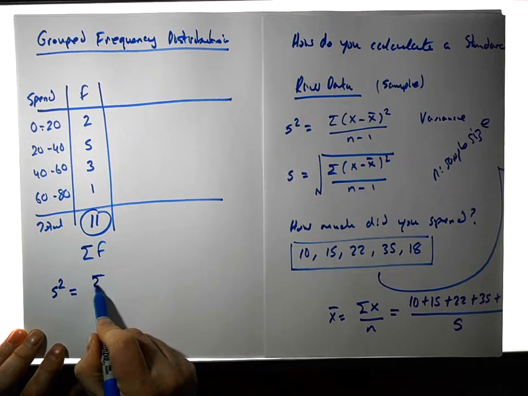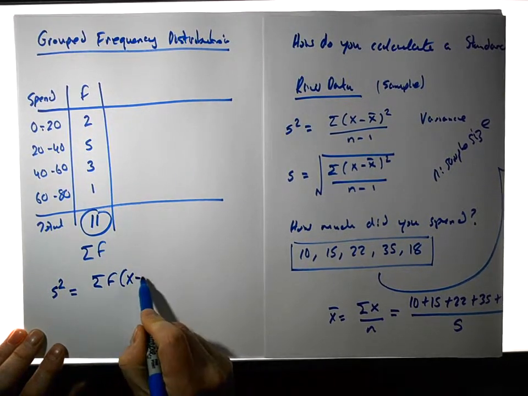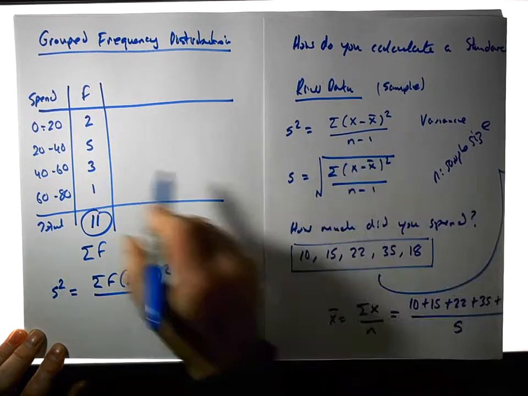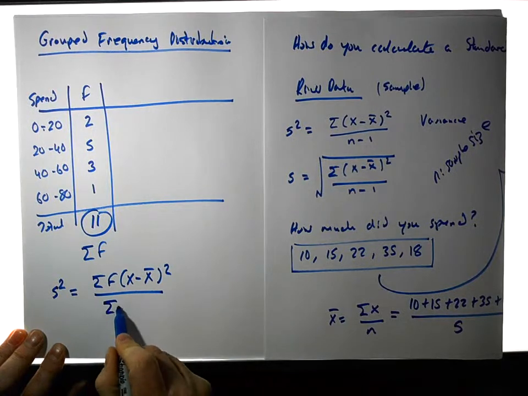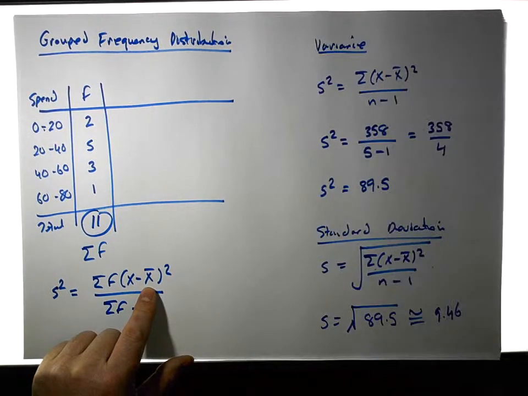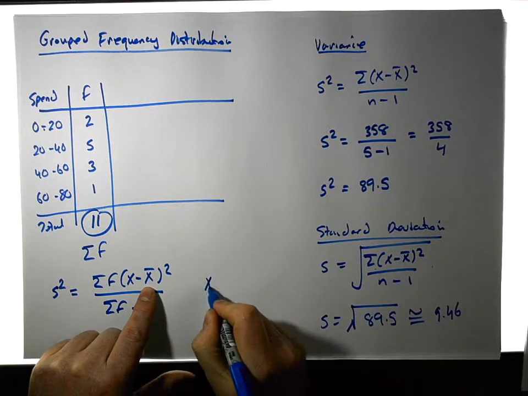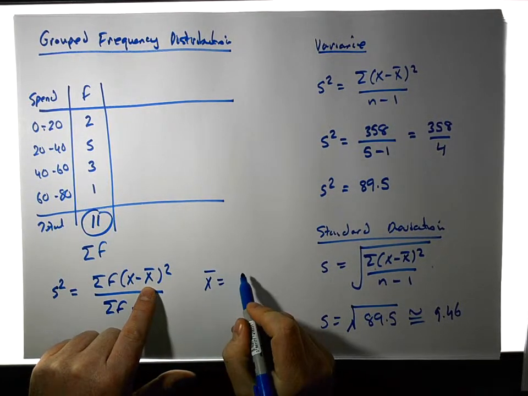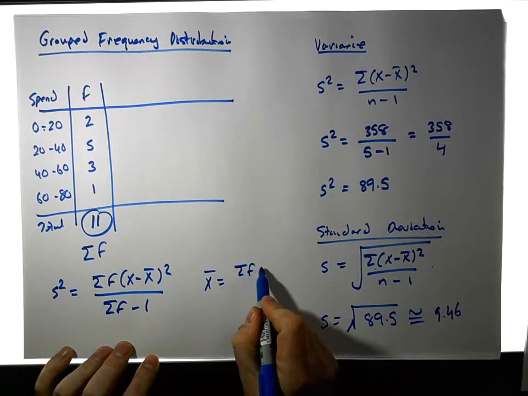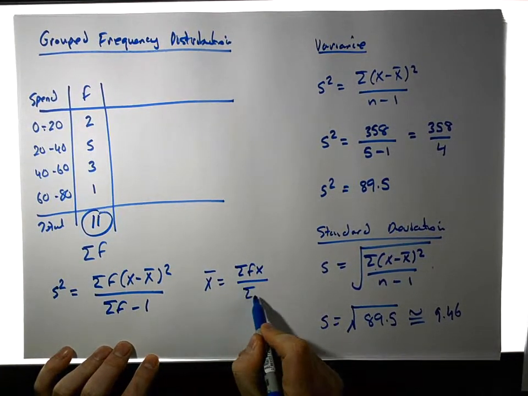So it's the sum of the frequencies times the x minus the x bar squared, all over n, but n is the sum of the frequencies. So it's the sum of the frequencies also minus 1. Okay? And x bar, if you want to calculate x bar, don't forget, we don't have the responses just yet. So it's the sum of the frequencies times the responses divided by the sum of the frequencies.